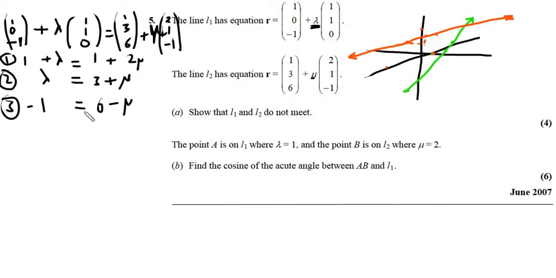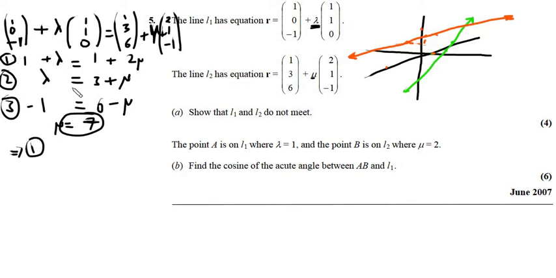Alright, so equation 3 is kind of a little bit of a gift here. So let's just move mu over here and then add 1 to both sides. So from equation 3, we have mu equals 7. Okay, so let's plug that into both of these equations. So we plug mu equals 7 into equation 1.